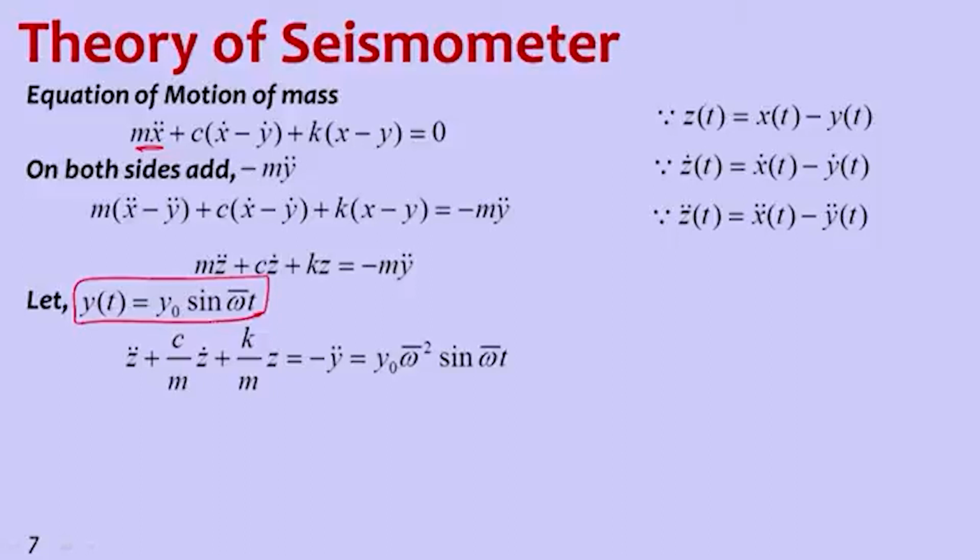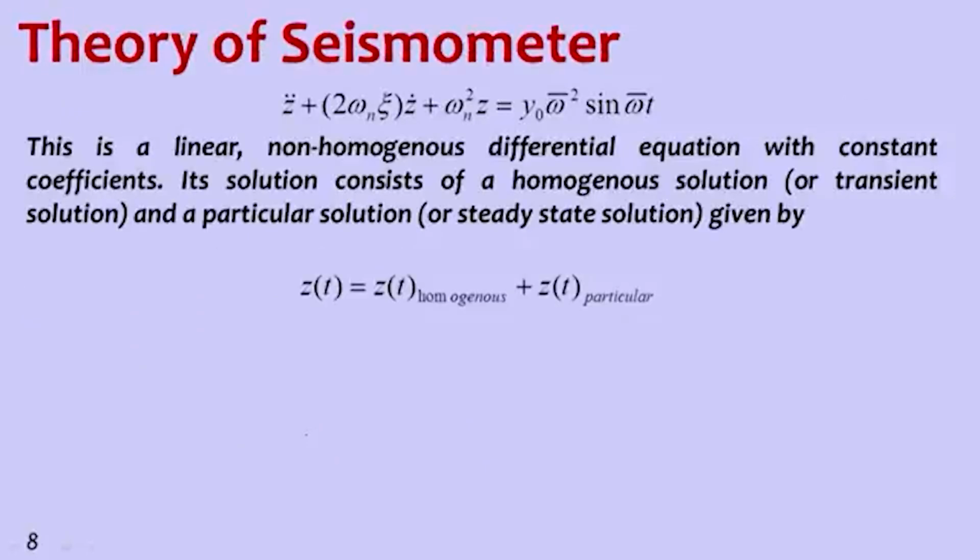If you double differentiate it, y double dot is y0 omega square sin omega t. So minus minus will get cancelled. We can write the terms as c by m is 2 zeta omega n and k by m is omega n square. From the first principles of structural dynamics, we already know that. The above is a linear non-homogeneous differential equation with constant coefficients. Again, we know this one.